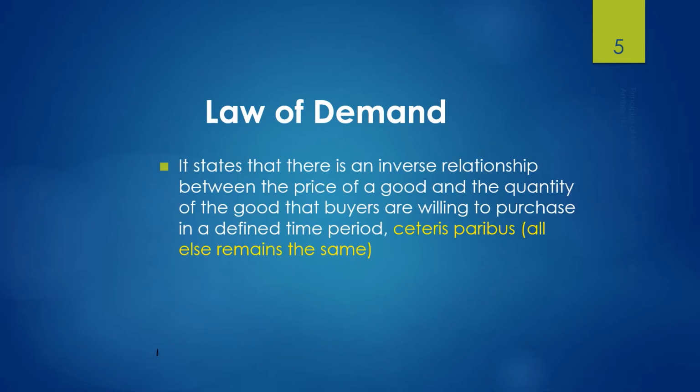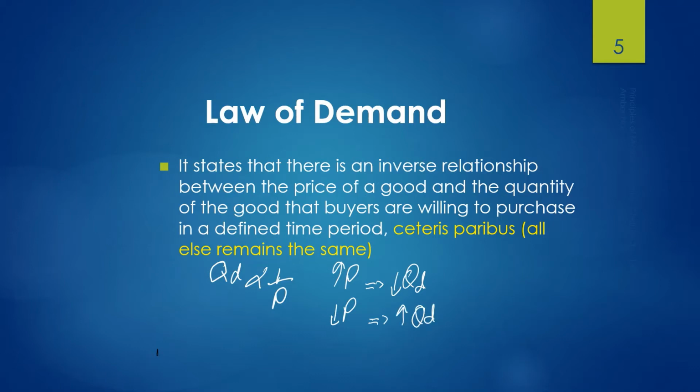The law of demand states that there is an inverse relationship between the price of a good and the quantity of a good. So can we write it? Yes, we can write it. There is an inverse relationship between the quantity demanded and the price. What does it mean? It means that if prices are higher, then the respective quantity demanded is going to be lower, and if prices are lower, the respective quantity demanded is going to be higher.